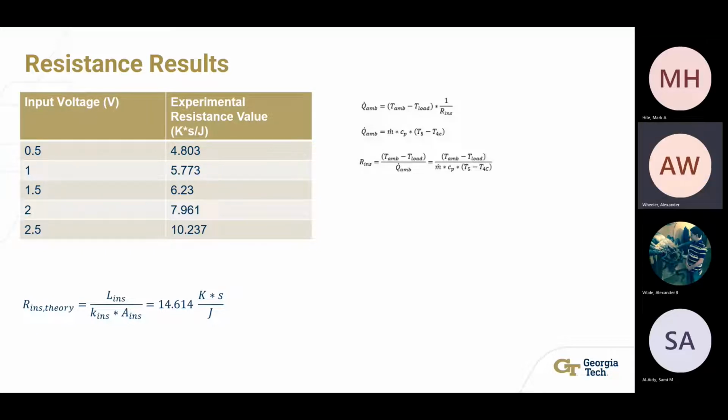They range from about 4.8 to 10.2 Kelvin times second per joule, and they increase as the input voltage does as well. The theoretical value calculated using the geometry and thermal conductivity of the load block was found to be about 14.61 Kelvin times second per joule, meaning that our experimental results differ from the theoretical value by a significant amount.